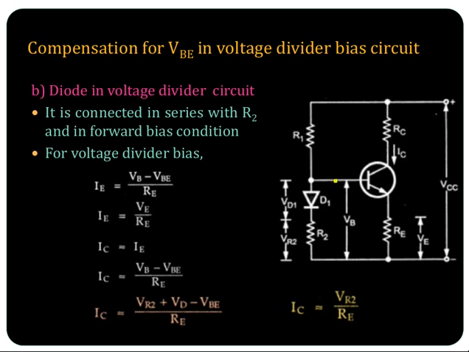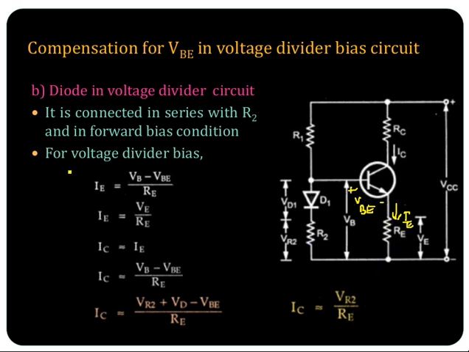Again, you are doing compensation for this voltage VBE. This is VBE. So here the diode is connected in series with R2 like this, and it is in forward bias condition. So for voltage divider bias, what about this IE current, the current through this RE? It is VB minus VBE by RE.